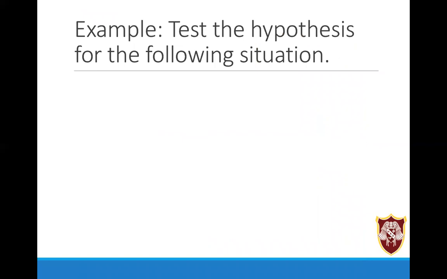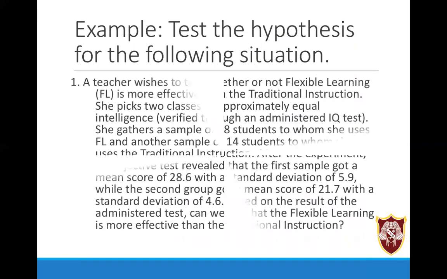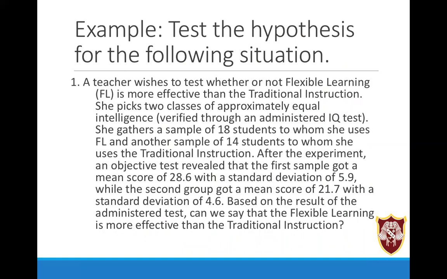So test the hypothesis for the following situation. Example number 1, a teacher wishes to test whether or not flexible learning, or FL, is more effective than the traditional instruction. She picks two classes of approximately equal intelligence. So this is verified through an administered IQ test. She gathers a sample of 18 students to whom she uses FL, and another sample of 14 students to whom she uses the traditional instruction.